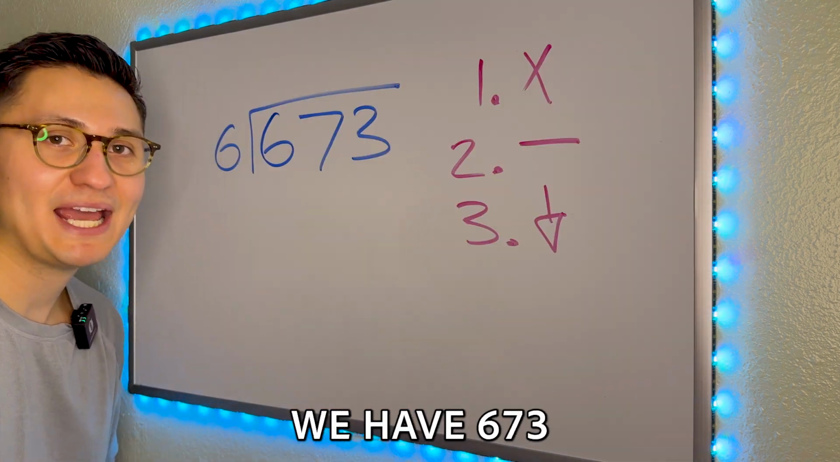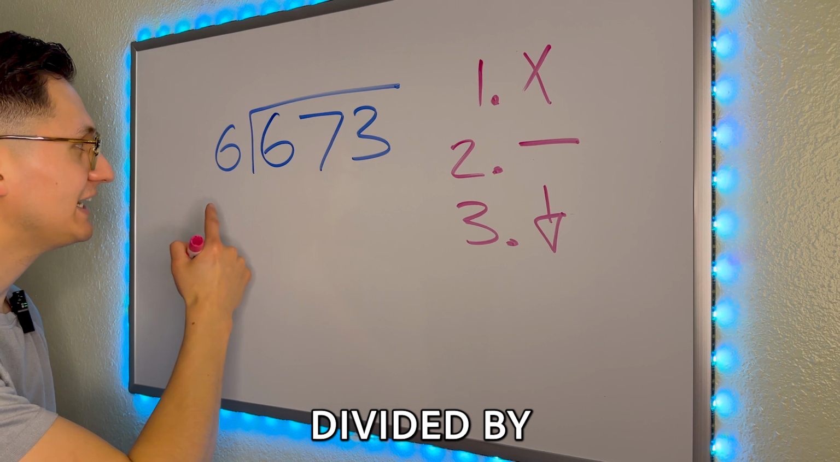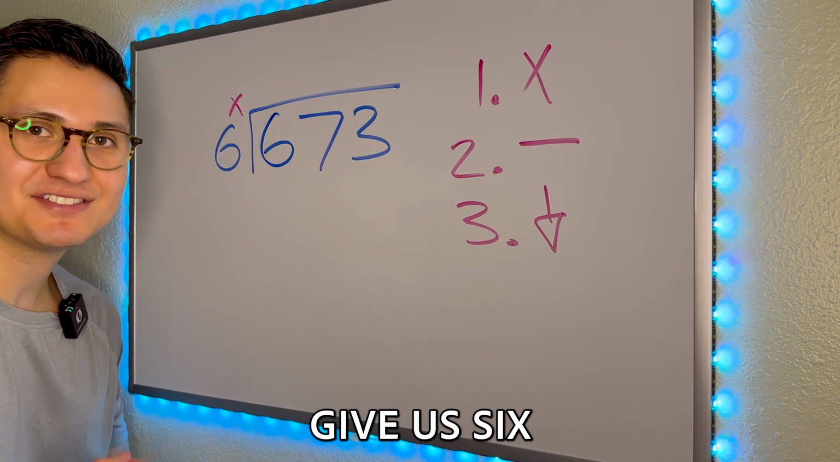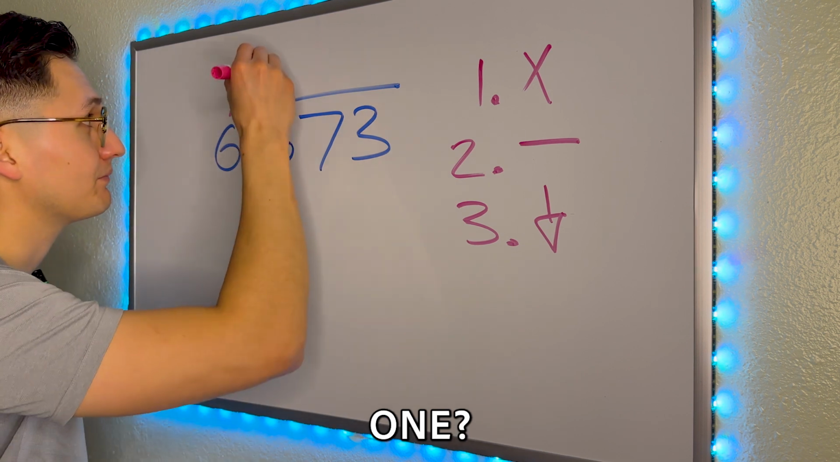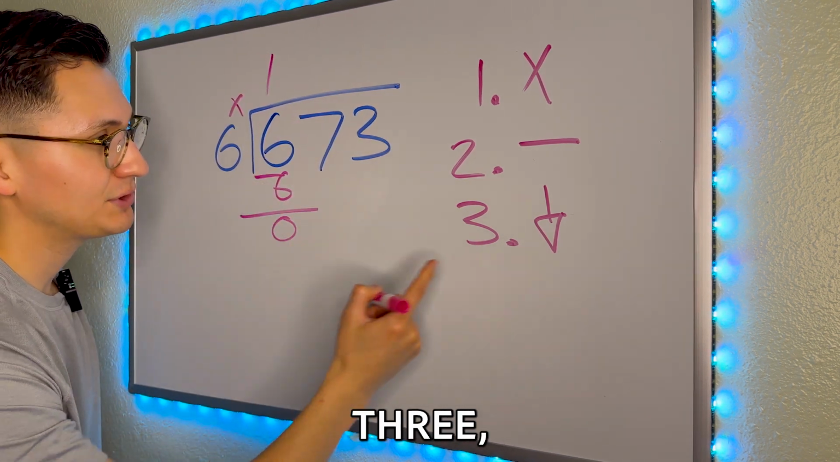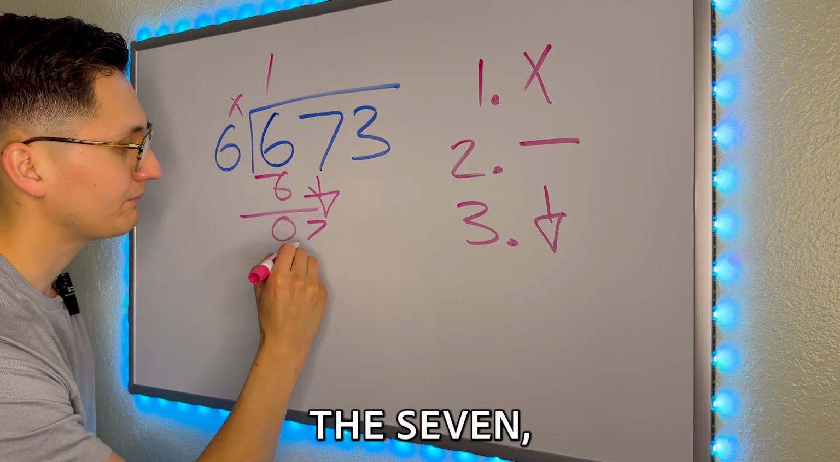Last but not least, we have 673 divided by 6. Step 1. 6 times what is going to give us 6? 6 times 1. Step 2, we subtract. And step 3, we bring down the 7.